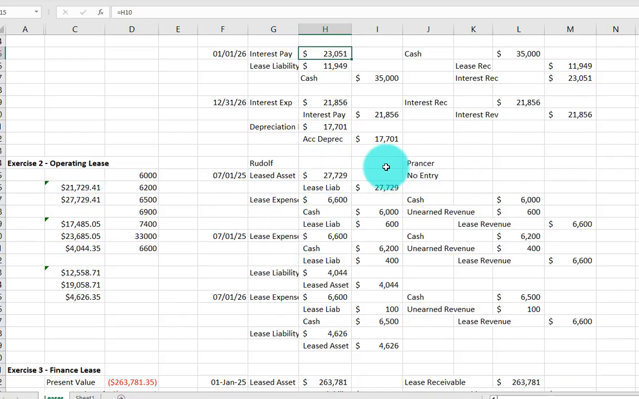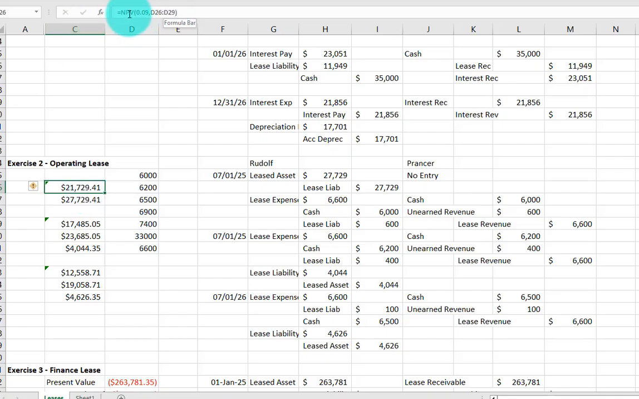No entry to the landlord, if you will. It's not a seller in this case, a landlord. Rudolph does still record a leased asset, same way. Present value of the payments.